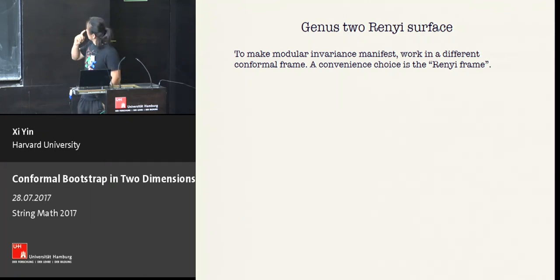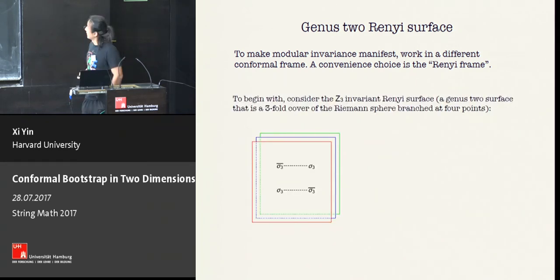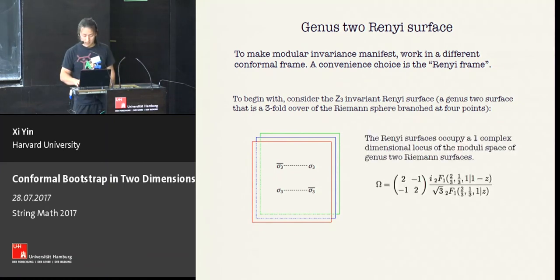Now, let me say a few words about the Rainey surface, the Rainey frame. So we can describe a special Z3 invariant genus 2 Riemann surface as a threefold cover of the sphere with 4 branch points, Z3 branch points. And so from the point of view of CFT, think of 3 copies of CFT on the sphere with 4 twist fields inserted. So that correlator is the same as the genus 2 partition function in a special conformal frame. That corresponds to a special moduli, which is a one-dimensional locus in a 3-complex-dimensional moduli space with this period matrix.